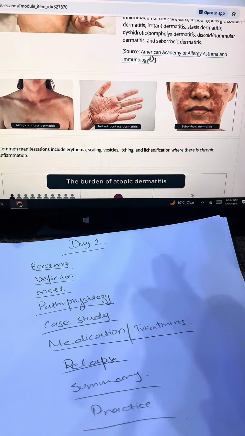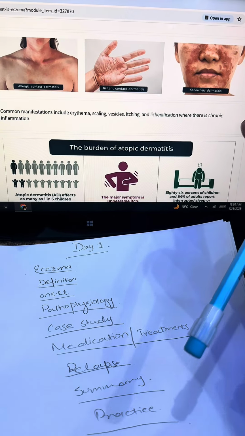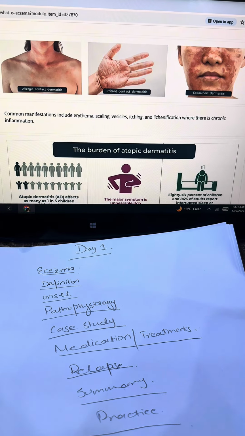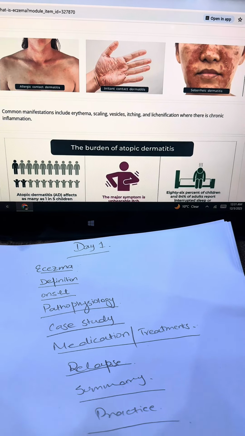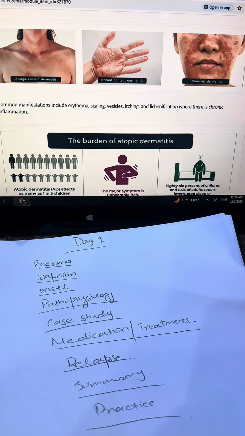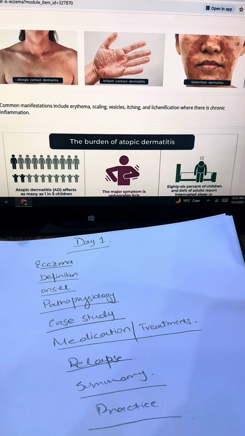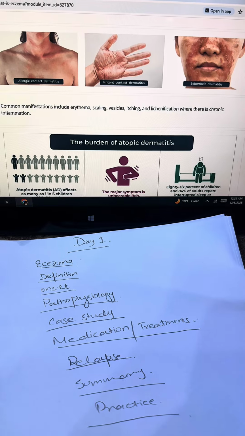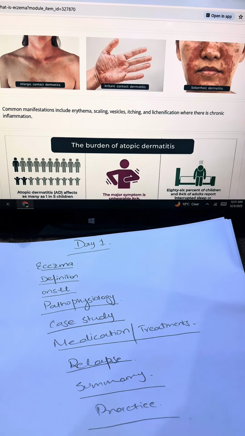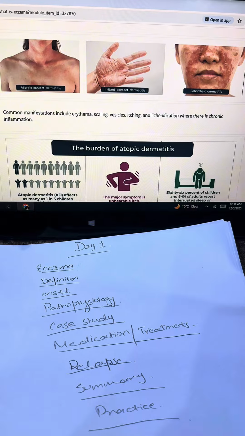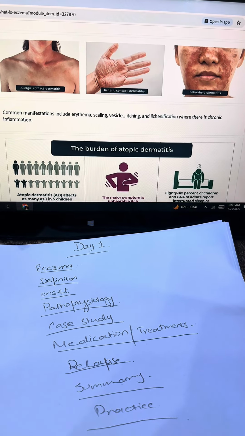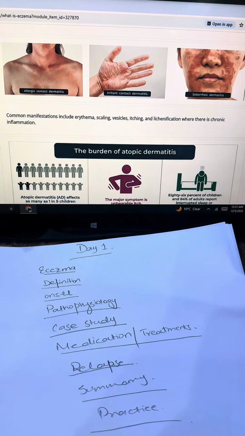And the last one is seborrheic dermatitis. There are 3 to 4 features of eczema we can discuss. Common manifestations include erythema. Erythema is the redness of the skin. Scaling means dandruff, and vesicles means small pustules arising on the skin. Itching and lichenification. Lichenification is a cutaneous condition caused by constant irritation of the skin, such as scratching or rubbing of the skin, which is more chronic.